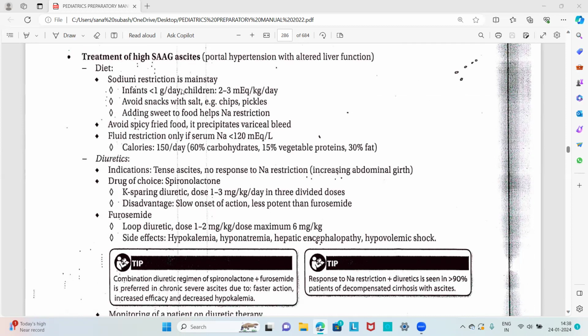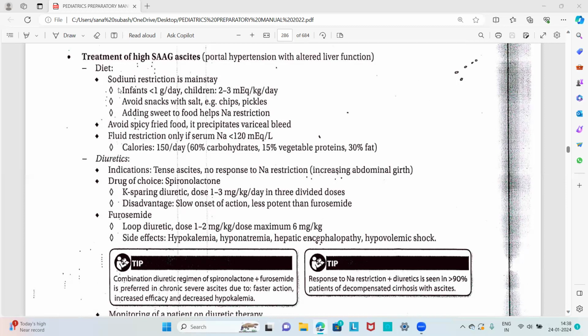In infants, less than 1 gram per day. In children, 2 to 3 milliequivalent per kilogram per day. Avoid snacks with salt, for example chips and pickles, and avoid adding salt to food, which helps sodium restriction. Then avoid spicy fried food, as it precipitates variceal bleed, and fluid restriction only if the serum sodium is less than 120 milliequivalent per liter. And we give supplementation of calories, like 150 calories per day.